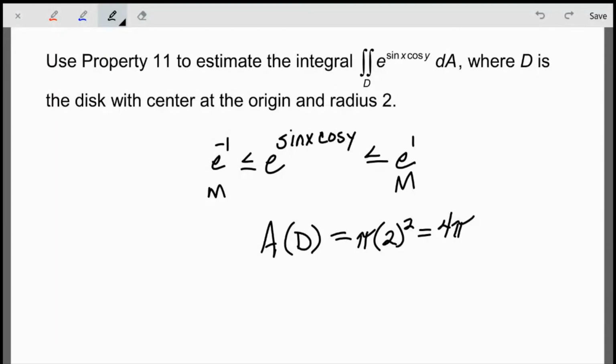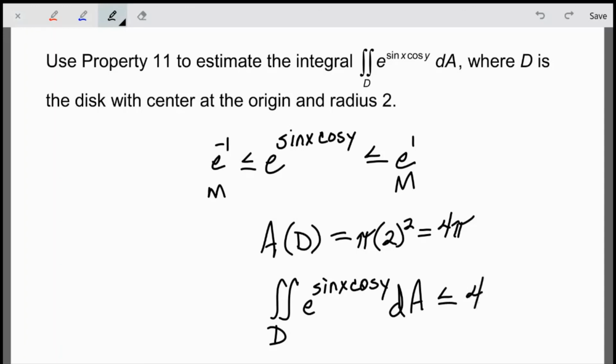Okay, so this double integral then can be bounded. So I've got the region D, I'm integrating e to the sine x cosine y dA here. So that has to be less than or equal to the maximum value times that area. Well, that would just give me 4 pi e, and it has to be greater than or equal to the minimum value times the area of that region, which would be 4 pi e to the -1, or 4 pi over e.